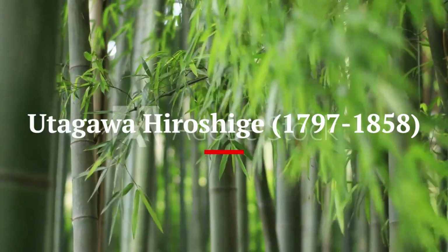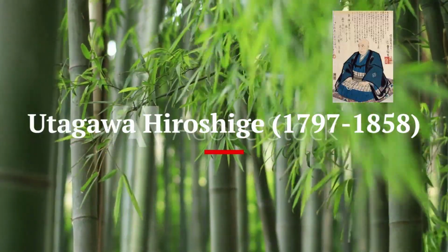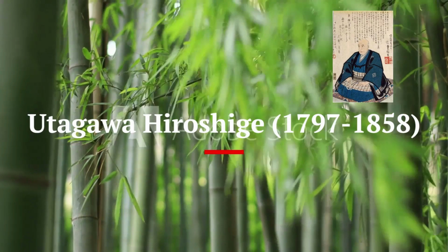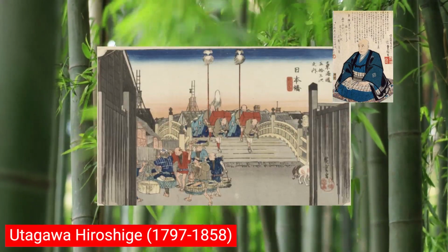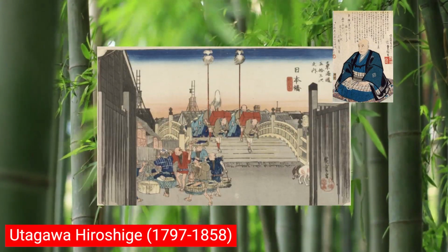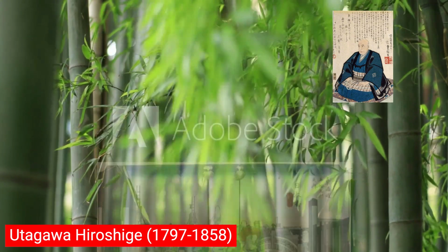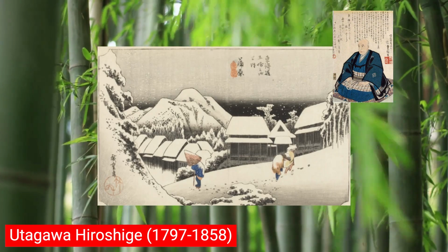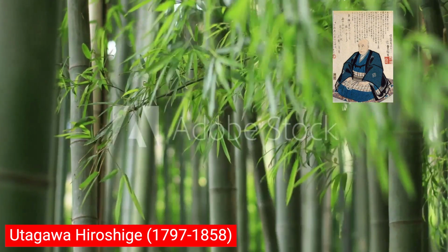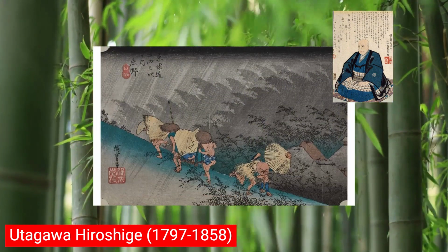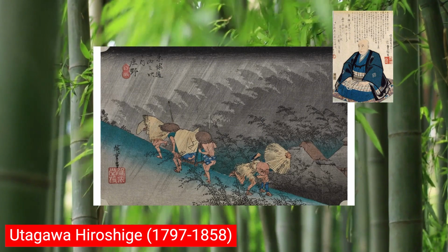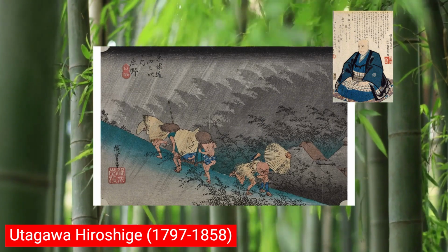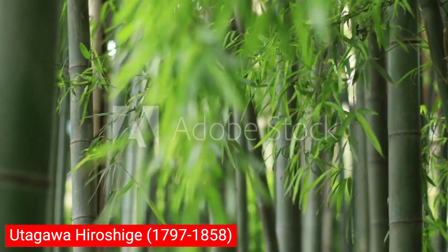Utagawa Hiroshige, 1797 to 1858, was one of the most influential masters of ukiyo-e, known for his breathtaking landscapes and for capturing the beauty of the seasons. His most famous work, The 53 Stations of the Tokaido, depicts the travel route between Edo, now Tokyo, and Kyoto.